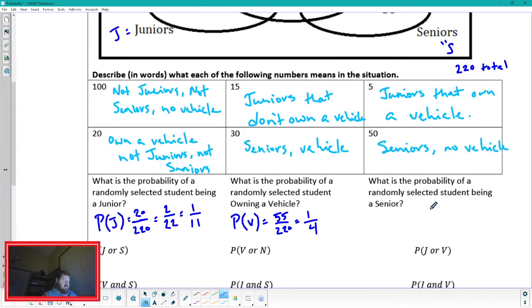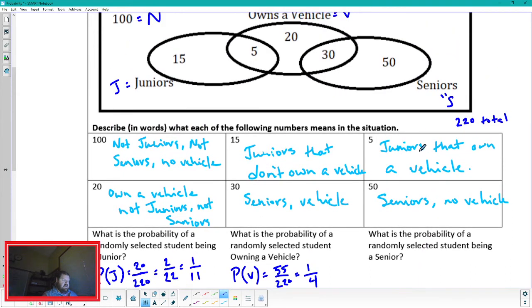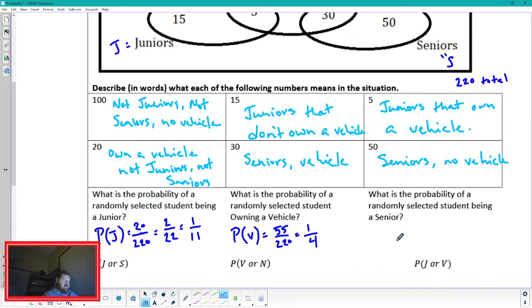Okay. Last one we have is probability of being a senior. Now there's 80 seniors out of our 220 total. And that's 8 over 22, which is going to turn into 4 out of 11.